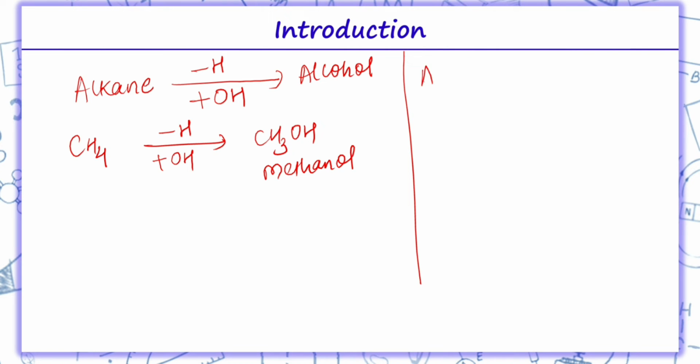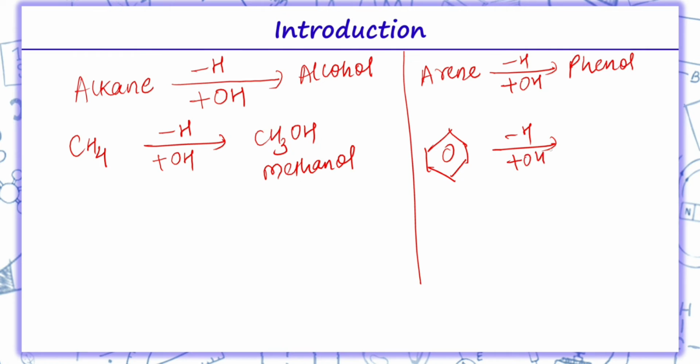Similarly, if arenes, that is benzenes, have their hydrogen substituted by an OH group, then it is known as phenol. Like we have this benzene, benzene hydrogen substituted by an OH group, thus we will get phenol.